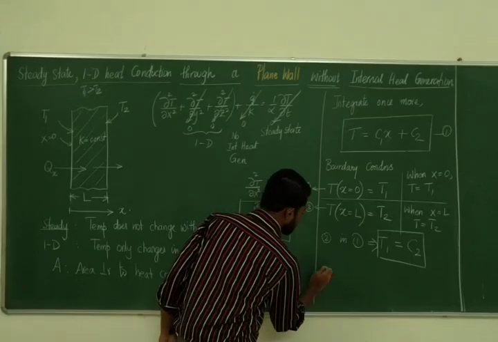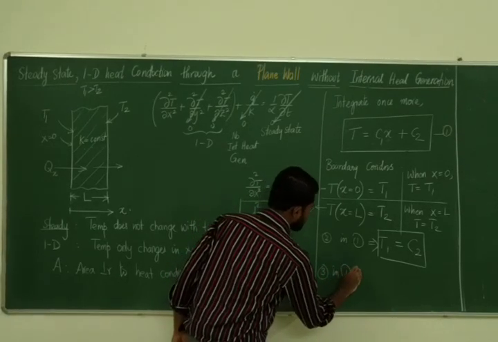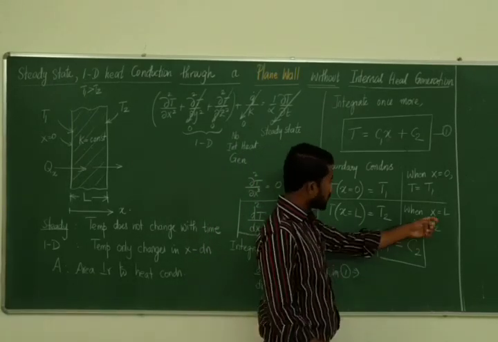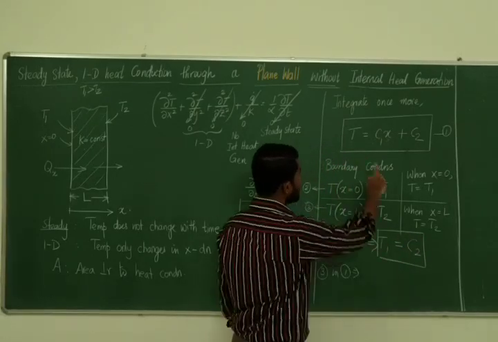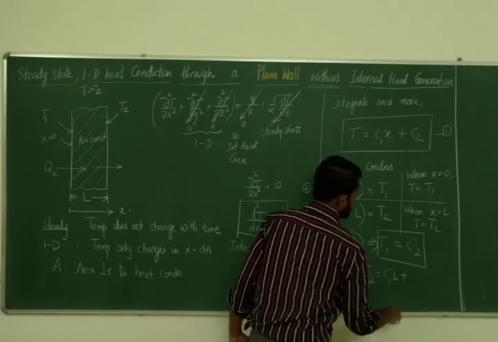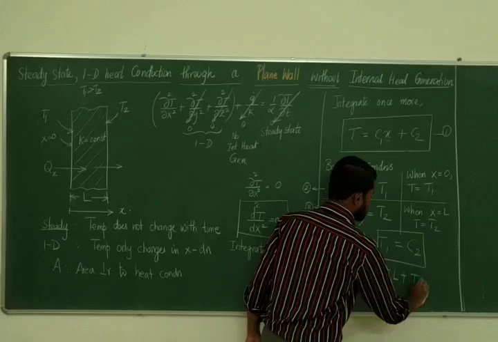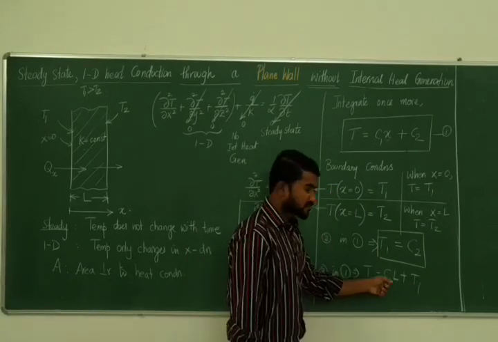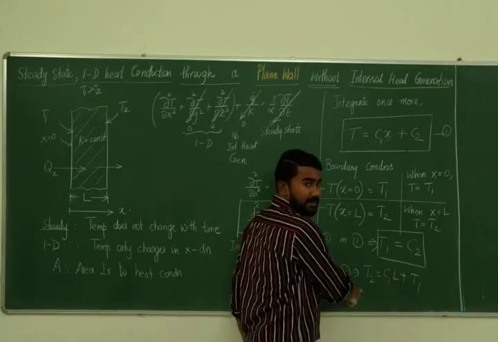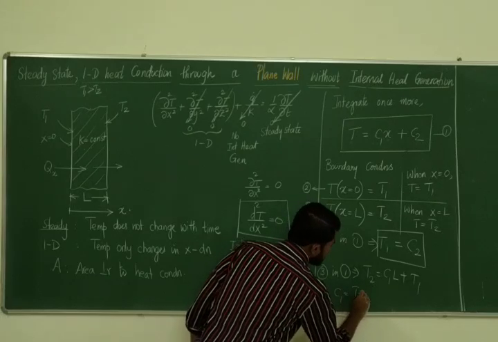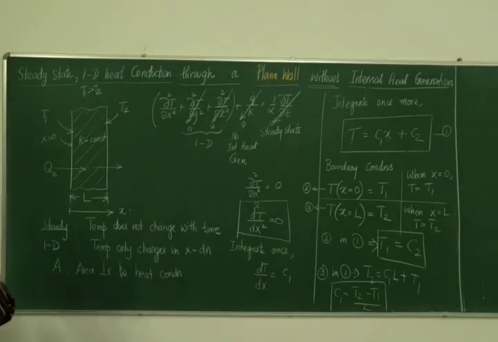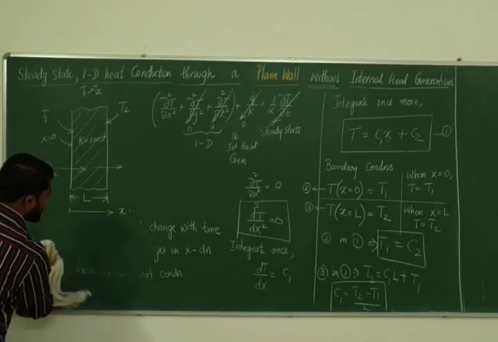Now we will substitute 3 in equation 1. What is the meaning of 3? When x is equal to L, T should be equal to T2. So you put x equal to L and T equal to T2. T2 equal to c1L plus c2. What is c2? T1. Now you rearrange for c1. You take T1 to the other side, you have T2 minus T1 divided by L. So c1 is T2 minus T1 divided by L. Clear? It's just a rearrangement. Now we will erase this.